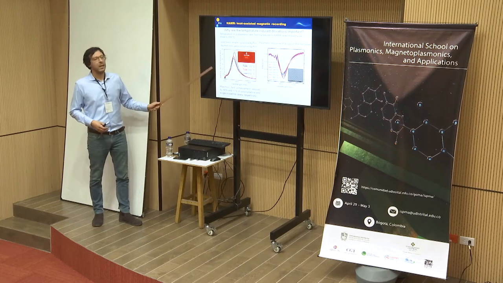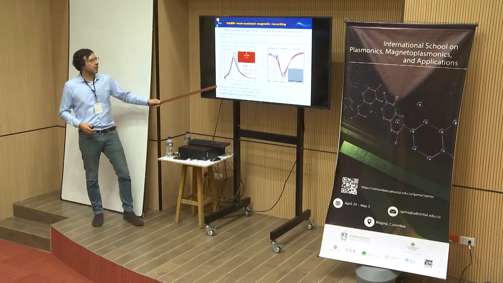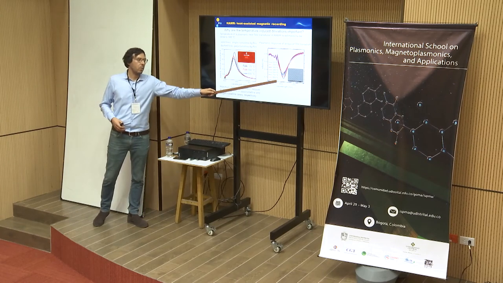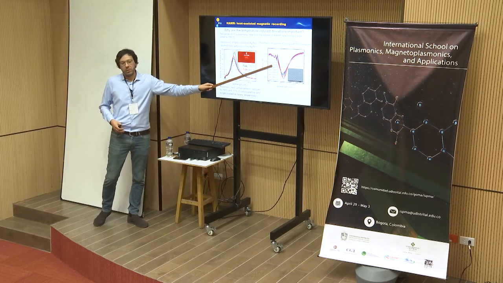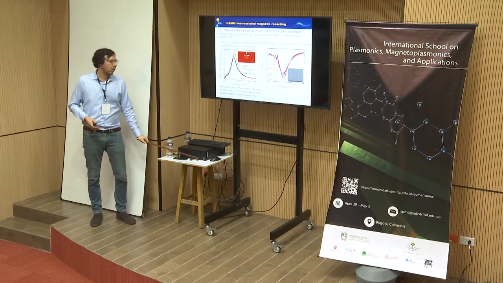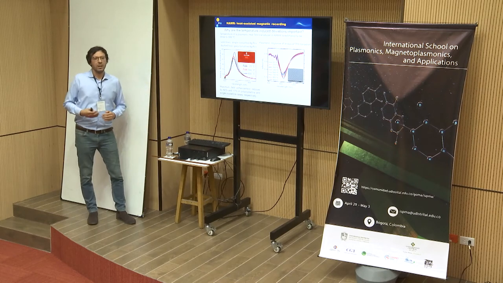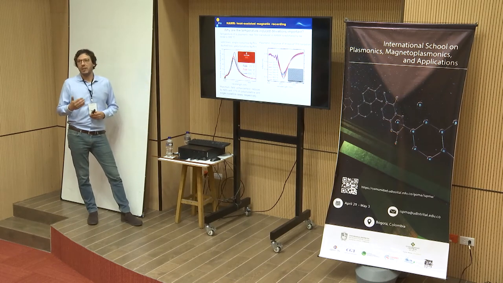So here is the electric field enhancement and how it changed with temperature. And here you can see instead the quality of your localized surface plasmon resonance and how it changed with temperature. You can see that the intensity of the plasmonic resonance decreases when the material is subjected to thermal cycling at high temperature.